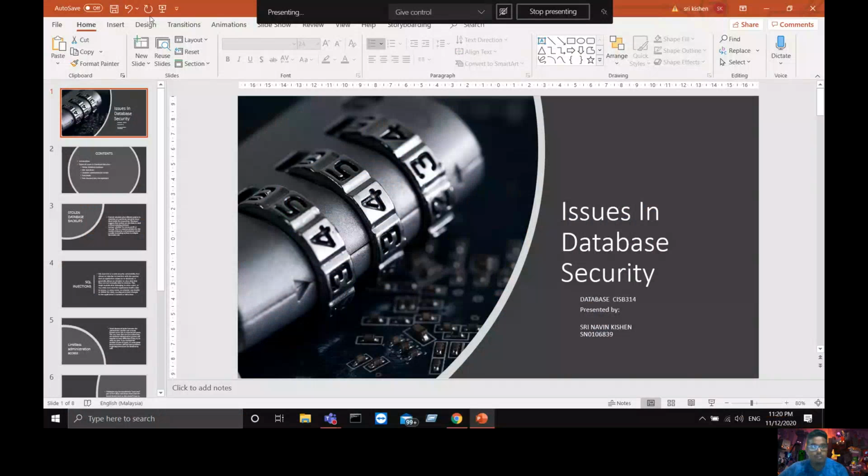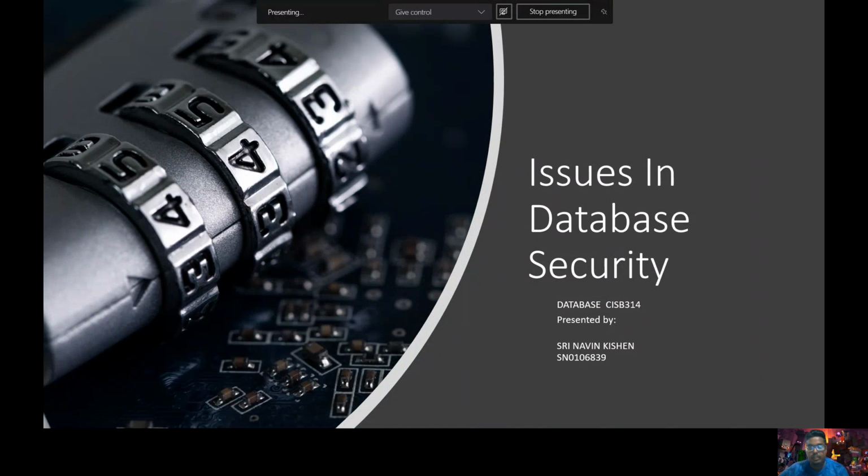So hi, today we are going to talk about issues in database security. This is an assignment for our Database 2, CISB 314. The presenter is myself, Sri Navin Kishan, currently taking System Networking. Here we'll discuss the issues that database security has.